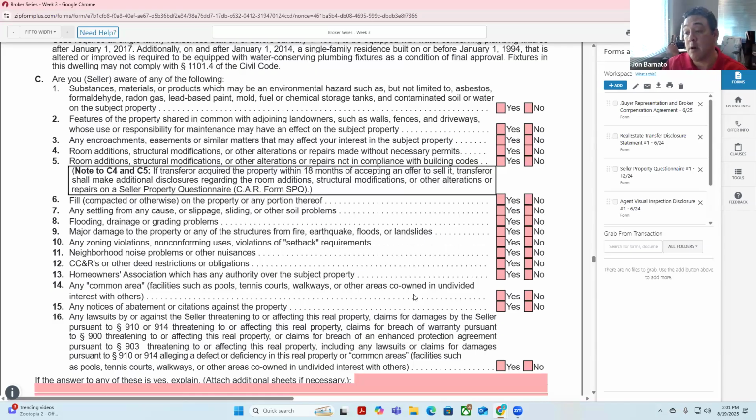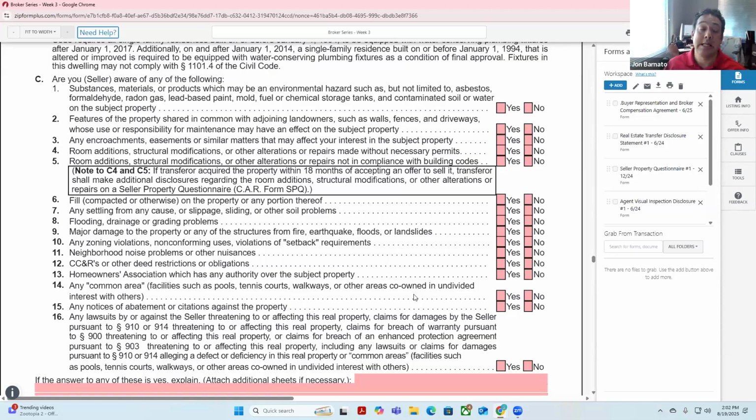4A, 4 and 5 are noted. This is good. Also note C4 and 5. Room additions, structural modifications, or other alterations or repairs made without necessary permits. Rooms, additions, structural or other alterations not in compliance with building codes.